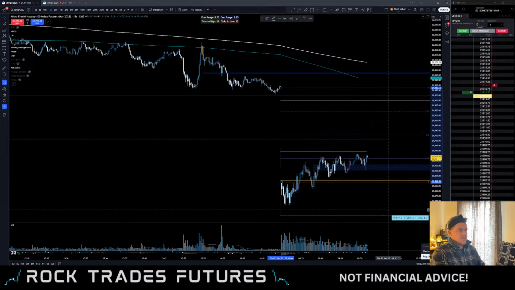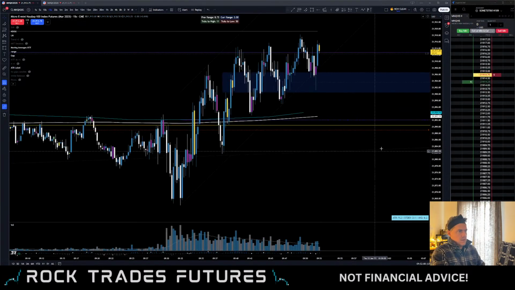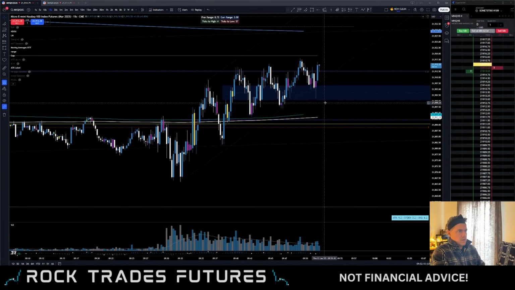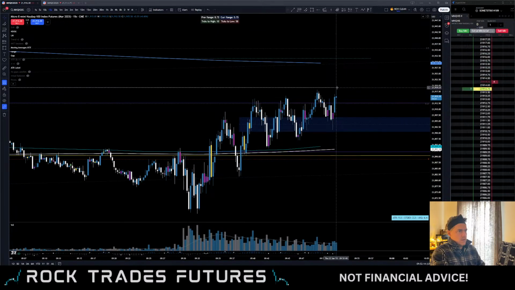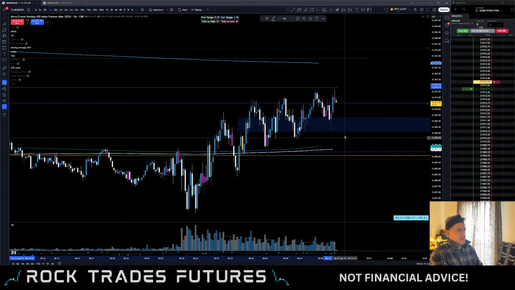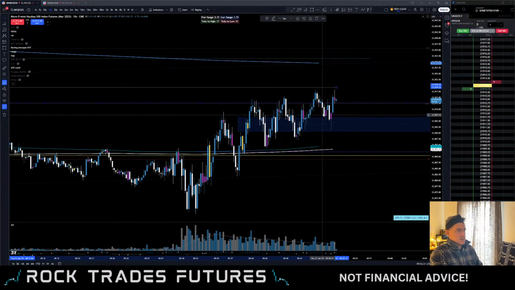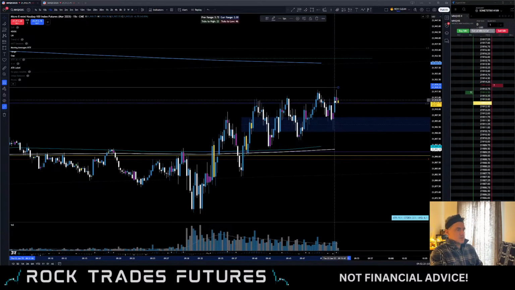Nicer looking reversal candle. Better looking, nicer looking. It's better and nicer. Hilarious if it reverses here. Textbook short trigger right there.